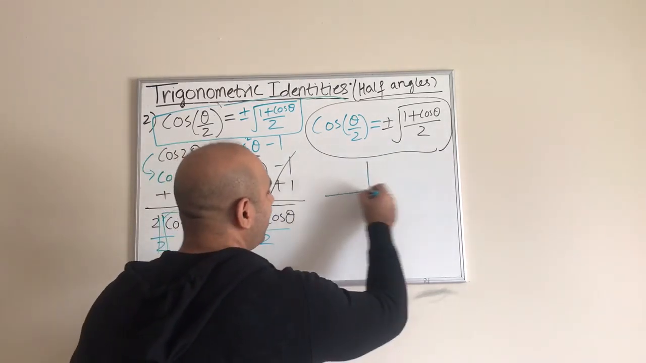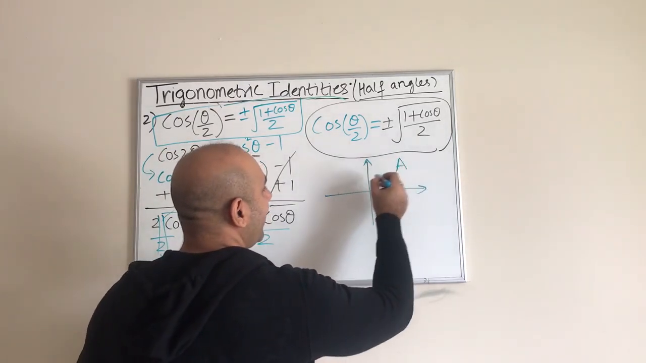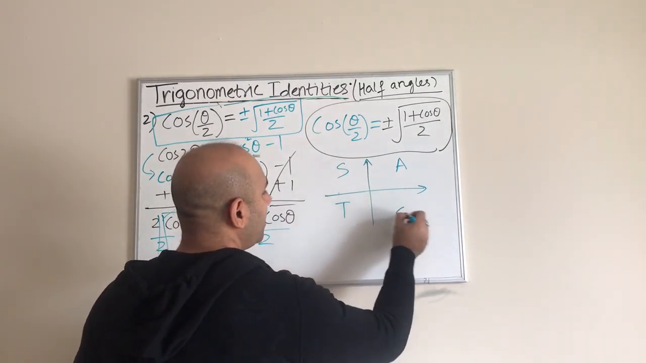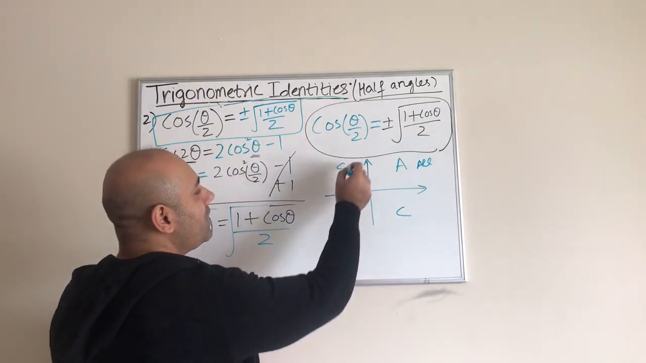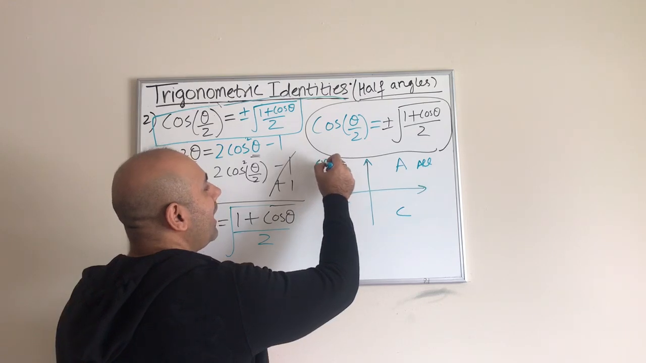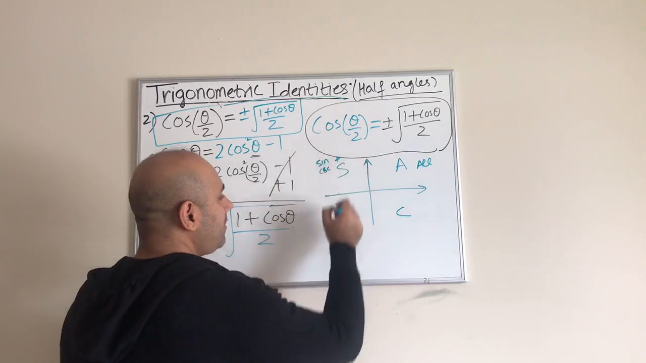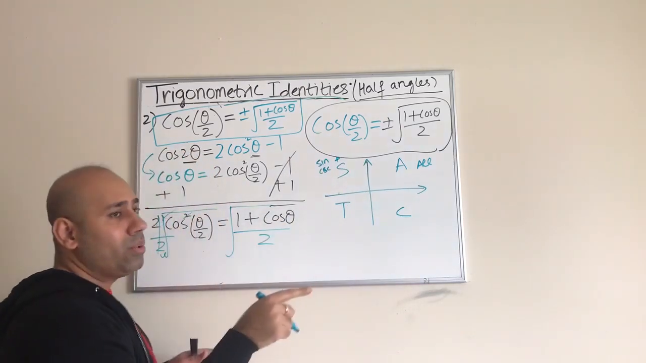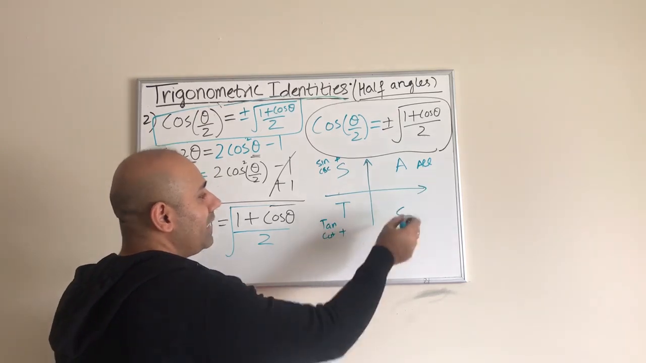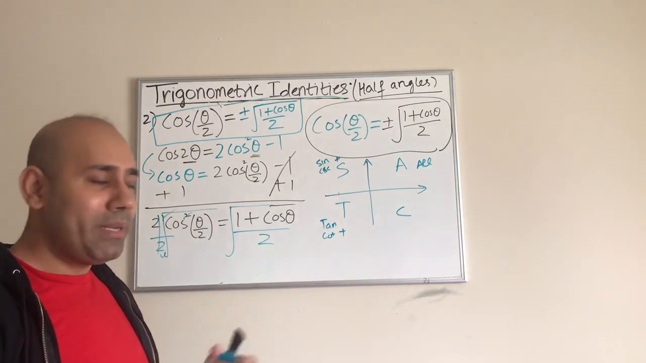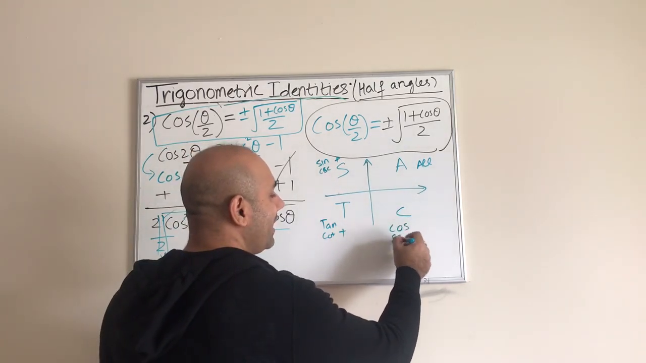So back home, I'm from India, we used to remember it like this. They used to tell us: add sugar to coffee. So add means all are positive in the first quadrant. Sugar means the sine, and its opposite, the cosecant, is positive here. And then add sugar to: 'to' means tangent and cotangent are positive here. And then the fourth quadrant is C, add sugar to coffee, and coffee in this case is the cosine, and the secant are positive here.